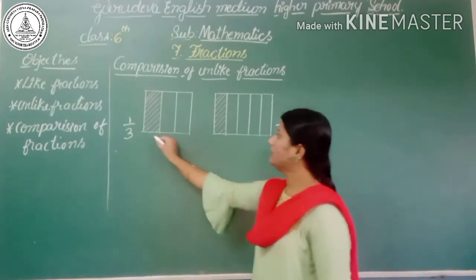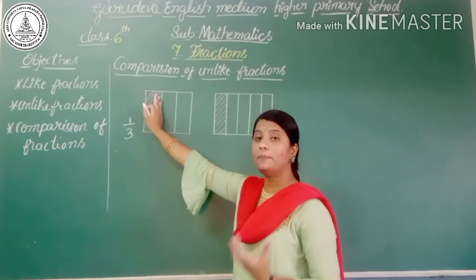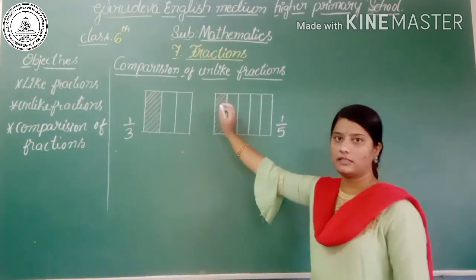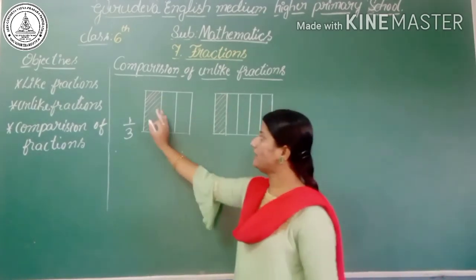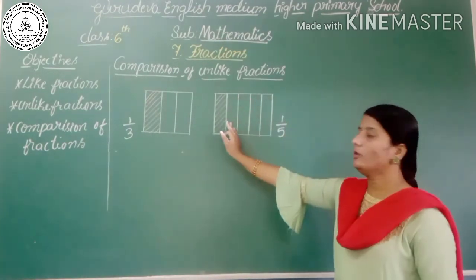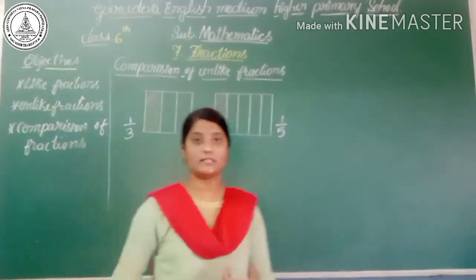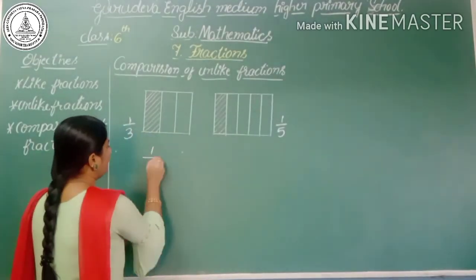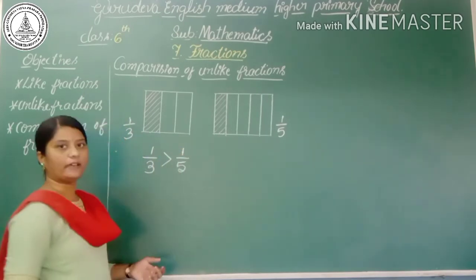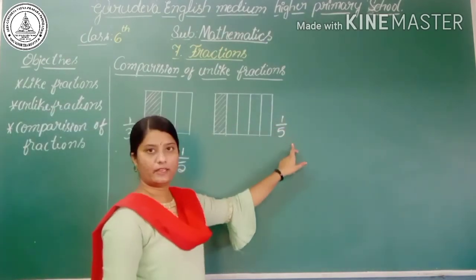See here, in 1 by 3, the one part is a greater portion. In 1 by 5, the one part has a lesser portion. Then can you say which is the greater fraction? 1 by 3 is greater than 1 by 5.